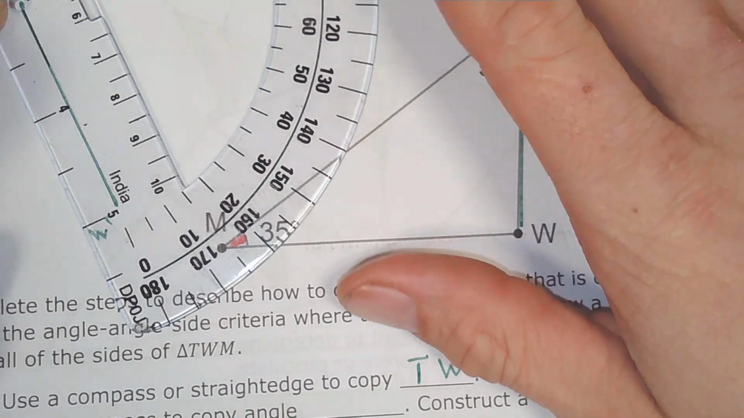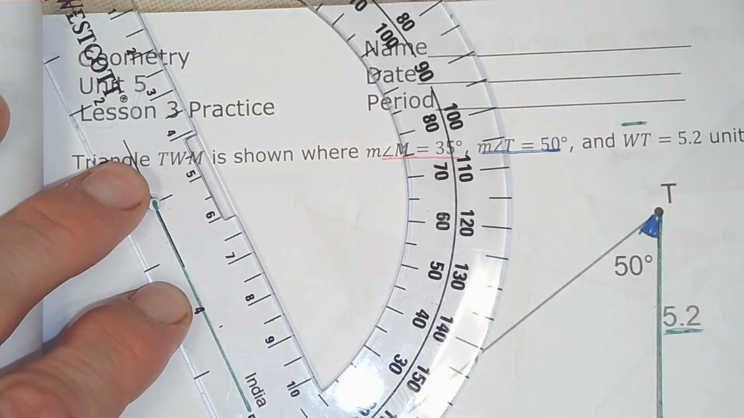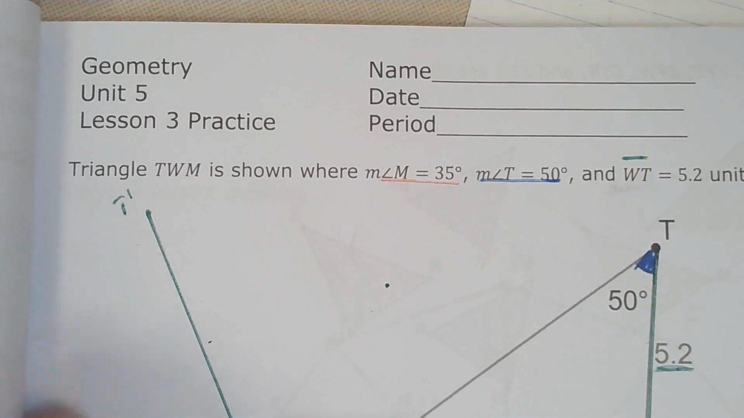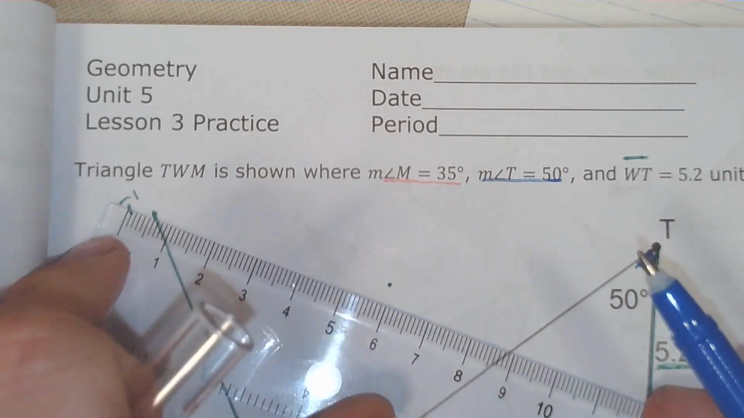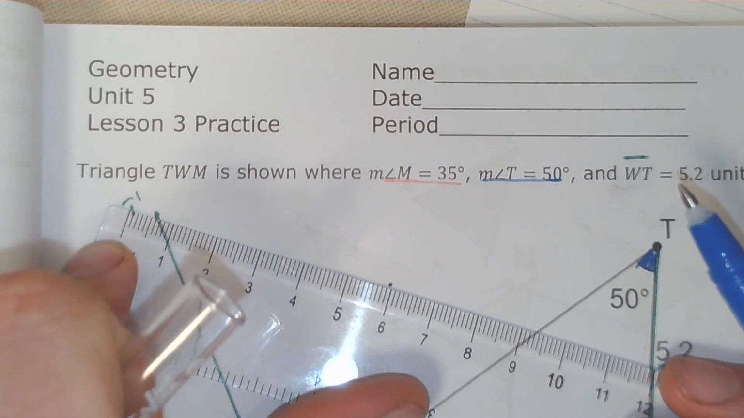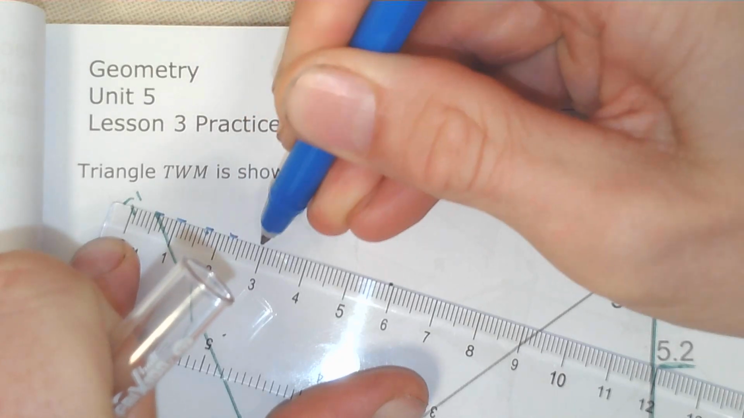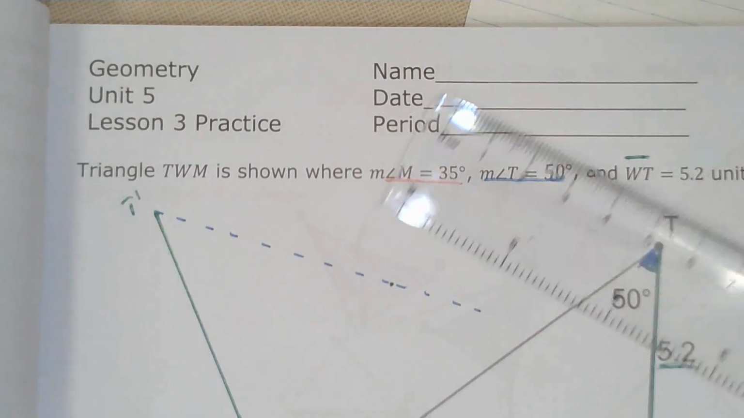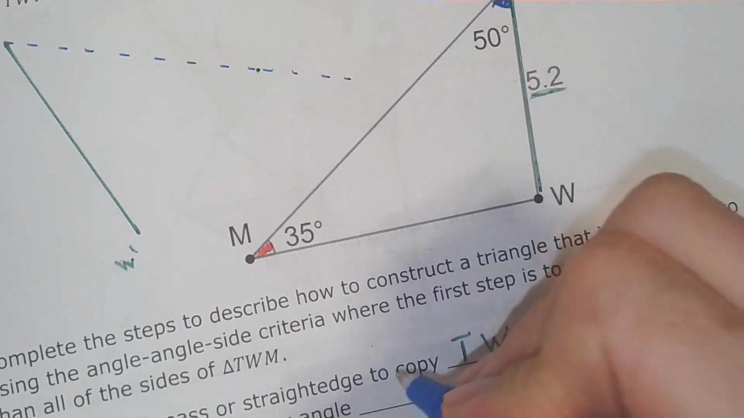I'm going to copy angle T. Maybe zoom in for you so you can see it a little bit better. I'm going to put it here right at 50 degrees, and I'm going to draw that angle. I'll make it blue since it's going off the 50-degree angle. So angle 50 degrees here, and I'm just going to make it a dotted line because I don't know how long that line is going to be. Okay, and then I'm going to copy angle T here.